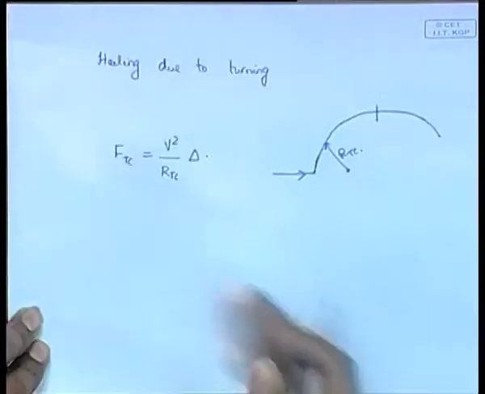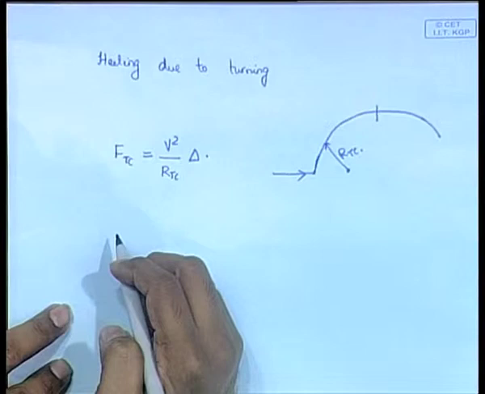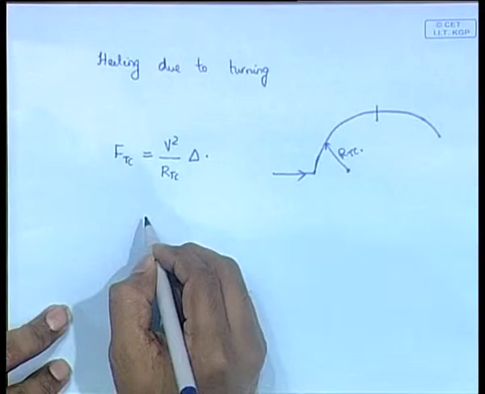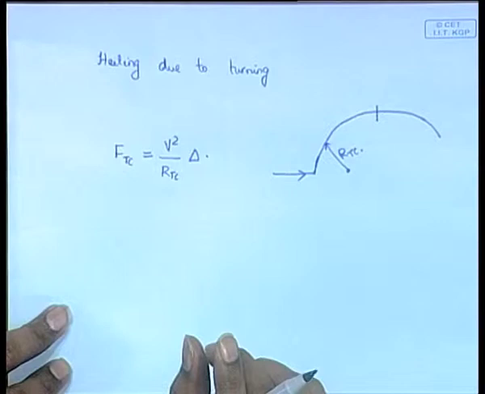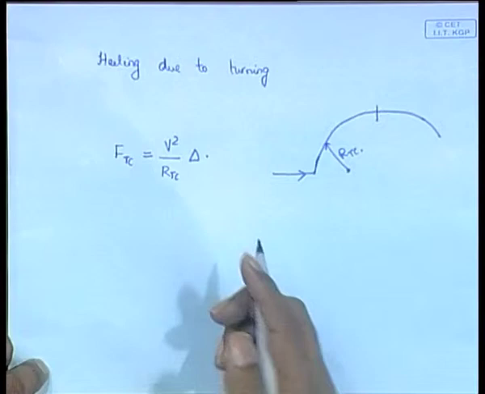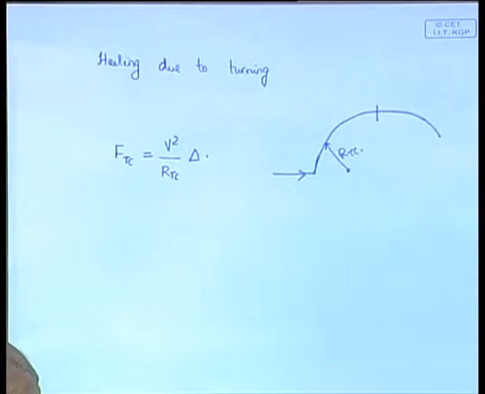Now these things we can easily calculate. First of all, this is the force, and what is the moment? The moment will be the force into the distance between the two forces, this force and that force, that is KG minus T by 2. And if it heels, the distance between them becomes KG minus T by 2 cos phi. I am not going to draw the figure. It is exactly the same as the wind heeling.